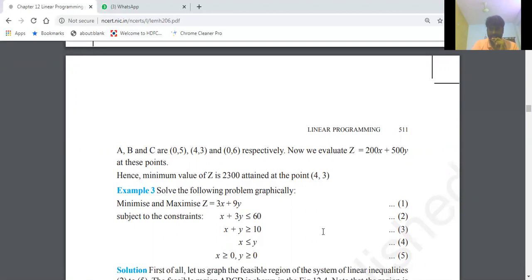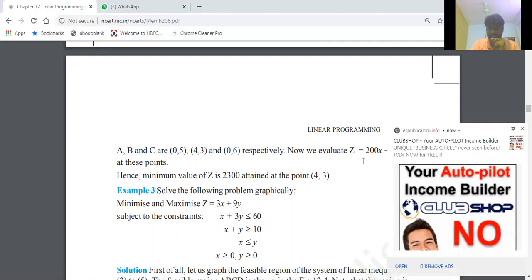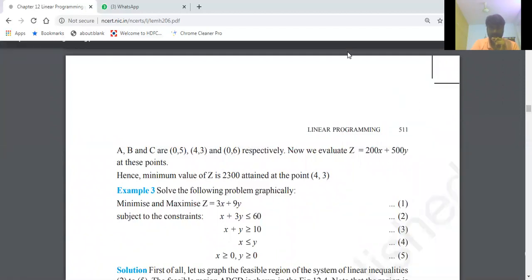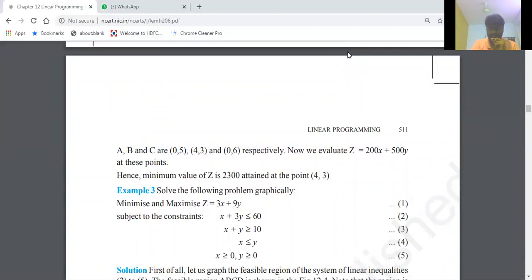So in the next class, we'll start Exercise 12.1. Hope you understood. It's very easy to understand. Hope you all have understood. Right, in the next class, we'll start solving some problems from the exercises.